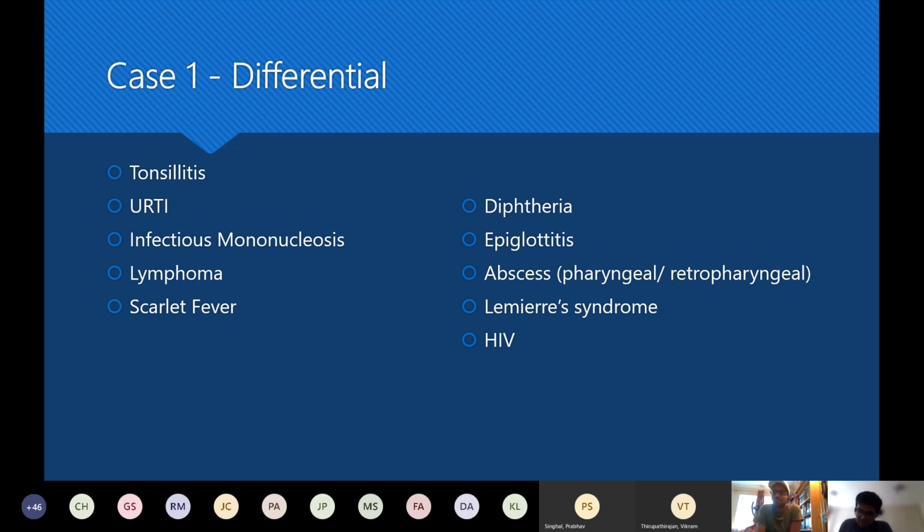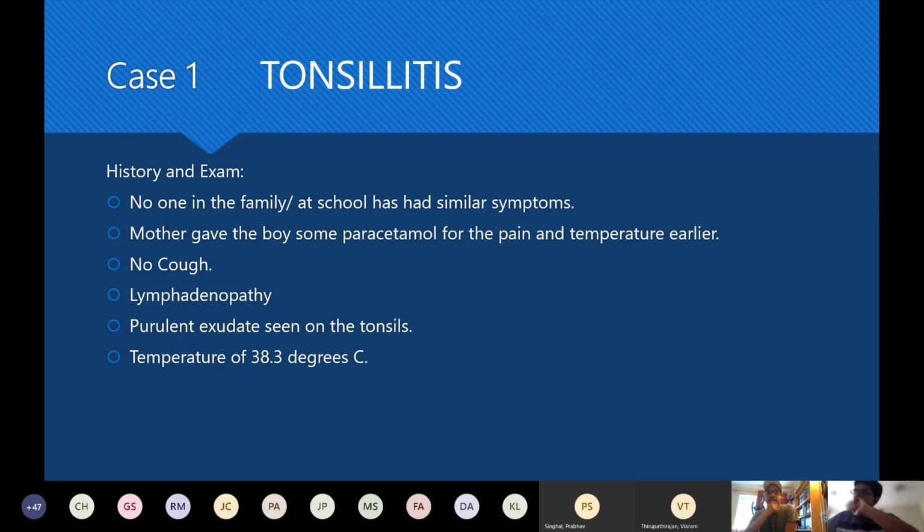Lemierre's syndrome is a really, really rare infection which causes thrombophlebitis of the internal jugular vein. It can be a complication of tonsillitis, but it's a specific bacteria called Fusobacterium necrophorum. That's all you really need to know about it. Adding to that line, not to make it too long, you can also get septic emboli caused by the thrombophlebitis, which can go to the lungs and brain. It's bad news. Cool. Next.